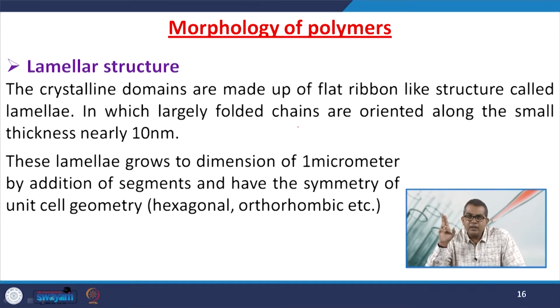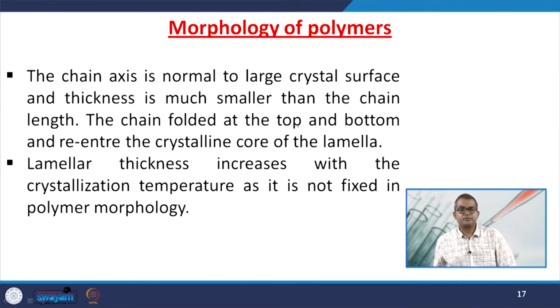Now, these lamellae grow to a dimension of say 1 micrometer by addition of segments and have a symmetry of unit cell geometry, maybe hexagonal, maybe orthorhombic, etc. The chain axis is normal to the large crystal surface and the thickness is much smaller than the chain length. So, usually the chain folds at the top like this, at the bottom, and then re-enters into the crystalline core of the lamellae.